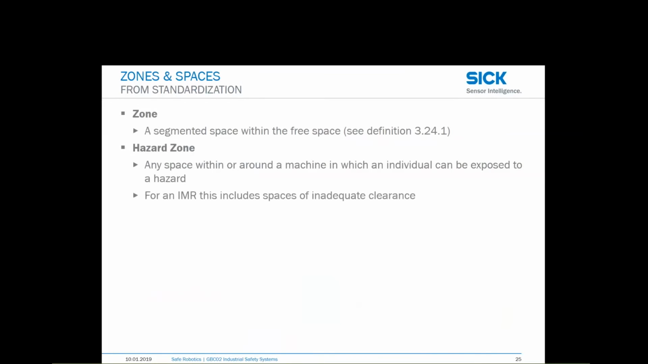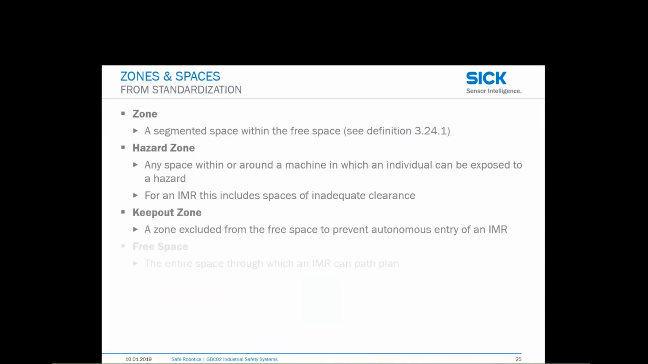For an IMR, this will include all the spaces of inadequate clearance. As I mentioned, there are clearance requirements in the AGV standard. Some of those same clearance requirements, I'm sure, will find their way into the standard. And there will be minimums of clearance around hazards. Some of those will be defined as keep-out zones, a zone excluded from the free space.